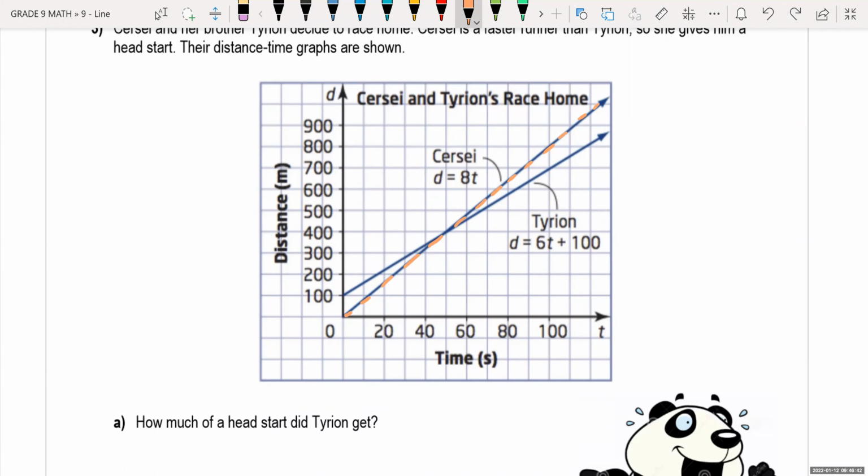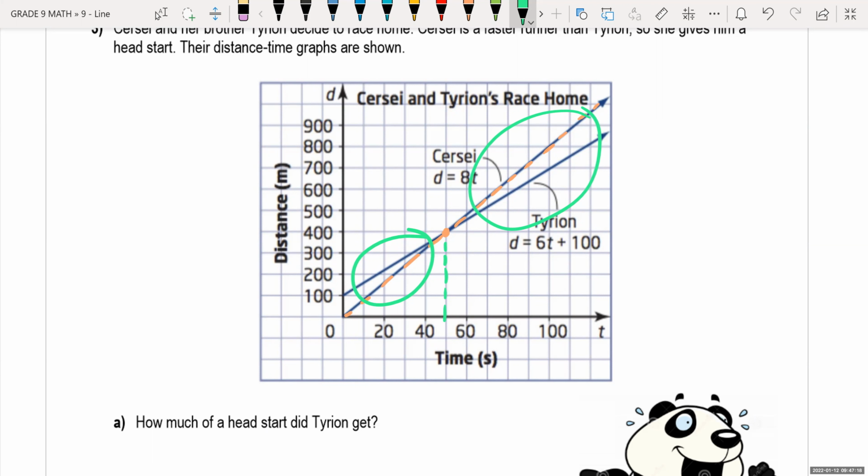Then they're racing. And at one point, until over here, it seems that Tyrion is faster because his line is above Cersei's. But then over here, she starts to overtake him, and her line is on top of Tyrion's, which means she is now running faster. And so something happens at about 50 seconds where they should be at exactly the same location. So that's kind of how you would analyze this graph.